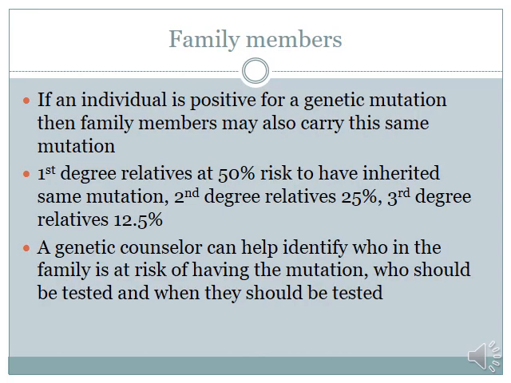If an individual is positive for a genetic mutation, then family members may also carry the same mutation. First-degree relatives are at 50% risk to have inherited the same mutation, second-degree relatives 25%, third-degree relatives 12.5%. A genetic counselor can help identify who in the family is at risk of having the mutation, who should be tested, and when they should be tested.